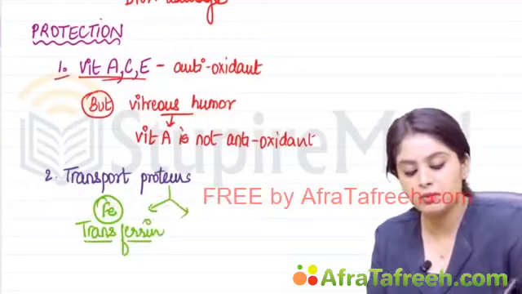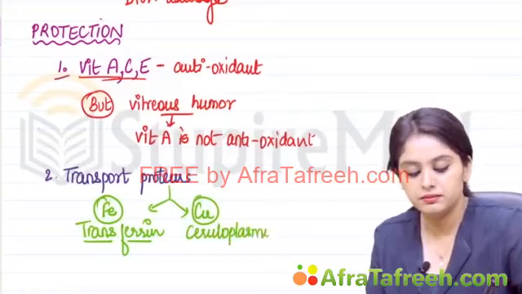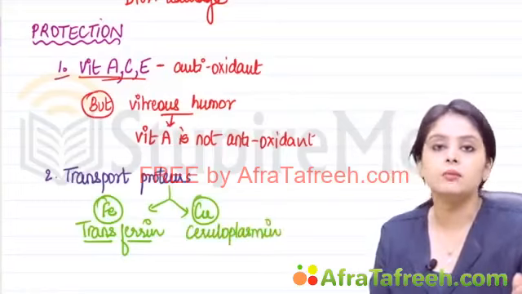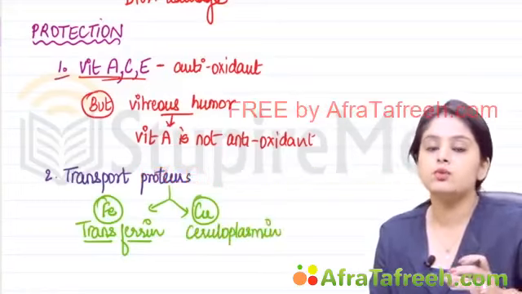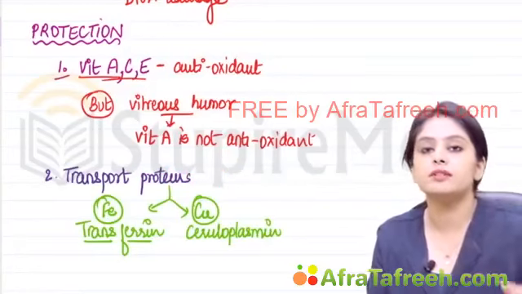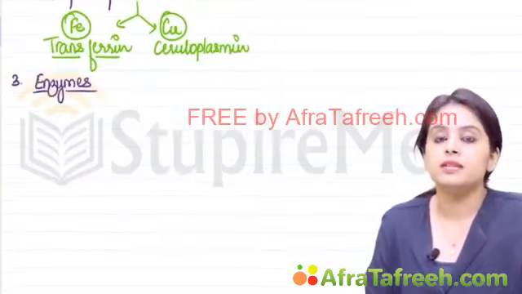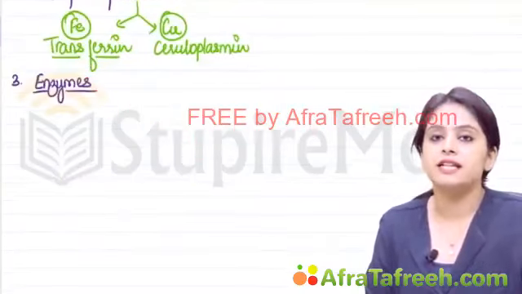What is the transport protein of copper? It is ceruloplasmin. So these two are going to bind iron and copper respectively. Now no iron and copper is available for Fenton's reaction. We are protected. The third protective mechanism that we have against free radical injury is the enzymes.